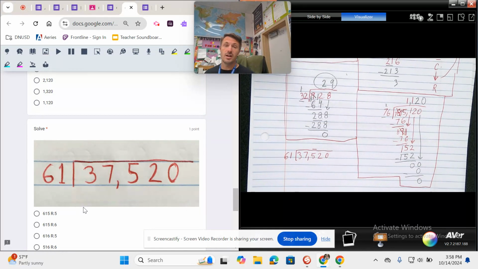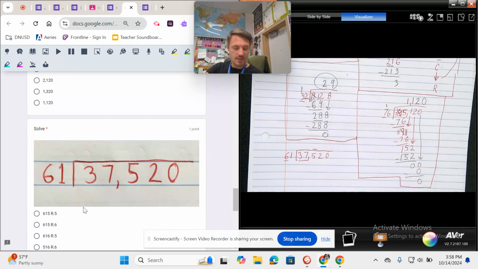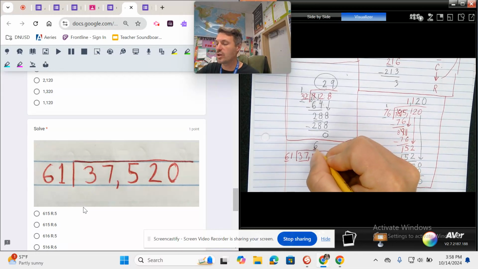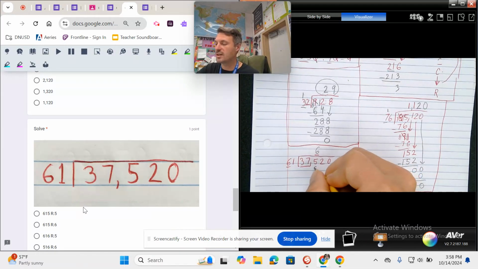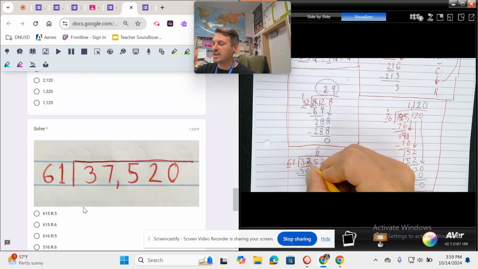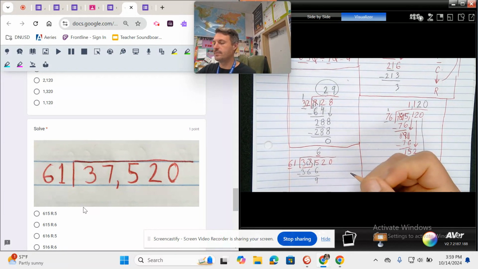Now, that's kind of hard to figure out, how many times 61 can fit into 375. So look at the 6 and look at the 37. Since 6 can fit into 37 6 times, perhaps 61 can fit into 375 6 times. So try a 6. 6 times 1 is 6. 6 times 6 is 36. Now we have 375 minus 366. We can't take 6 from 5, so borrow from the 7, make it a 6, making this 5 a 15. Okay, 15 minus 6 is 9.